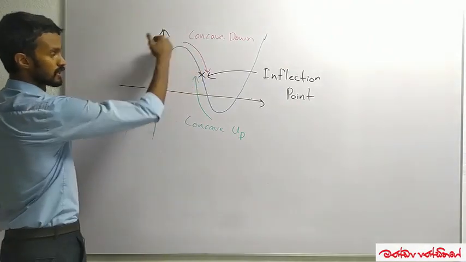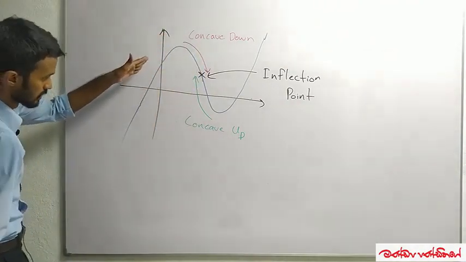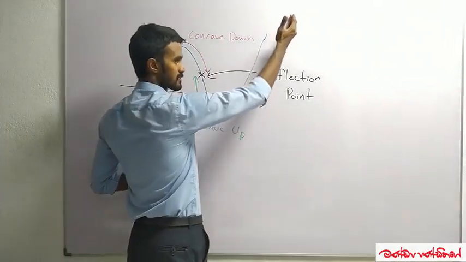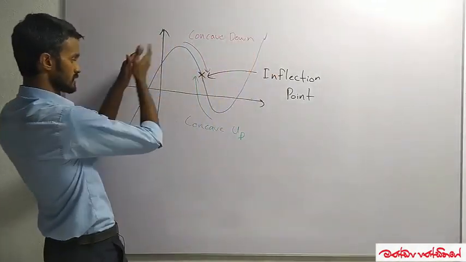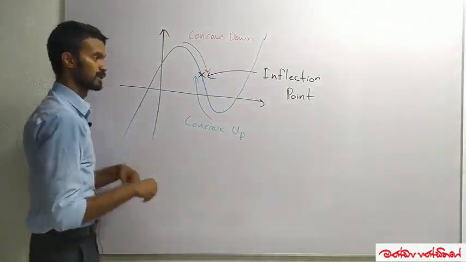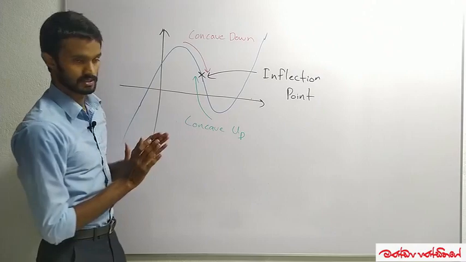It is clear. This is concave down, and it continues like this. This is concave up, and it continues like this. That means there are no inflection points in here. Clear? So I think now you got an idea about what an inflection point is.